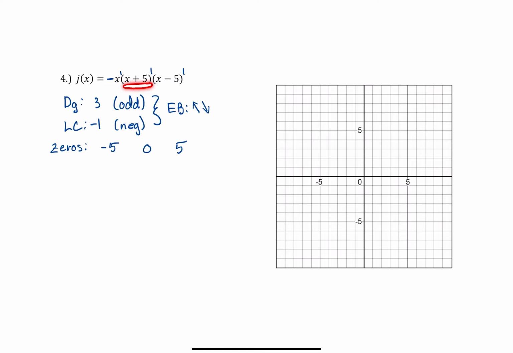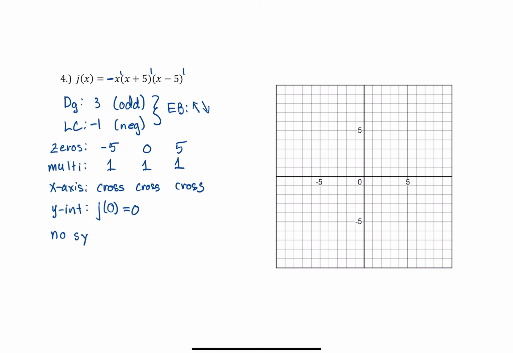This middle term, when I set that equal to 0, gives me the negative 5. The minus x gives me 0, and the x minus 5 gives me, over there, the positive 5. The multiplicity here is 1 in each case. They are all odd, so the behavior at the x-axis is that it'll cross at each of the given zeros. The y-intercept here, when you plug in 0, because of that 0 in front, is just going to be 0, so I'll just save myself some writing. And again, there's no symmetry here.